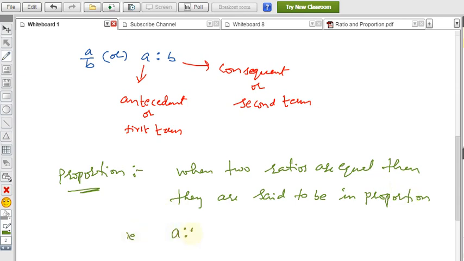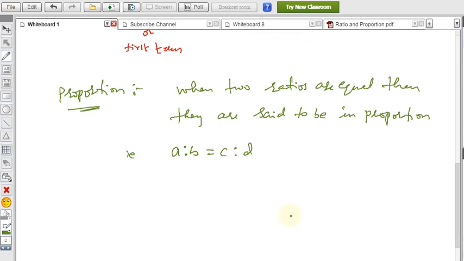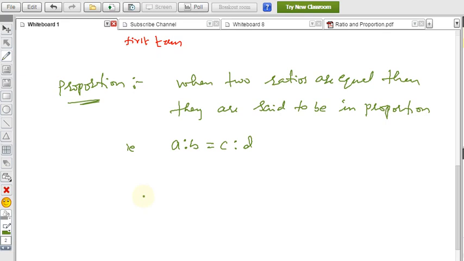For example, A is to B is equal to C is to D. A is to B is one ratio and C is to D is another ratio. When we make them equal, that is in proportion. We can write it with two colons instead of the equals sign. So the proportion is represented by this symbol, the two colons.